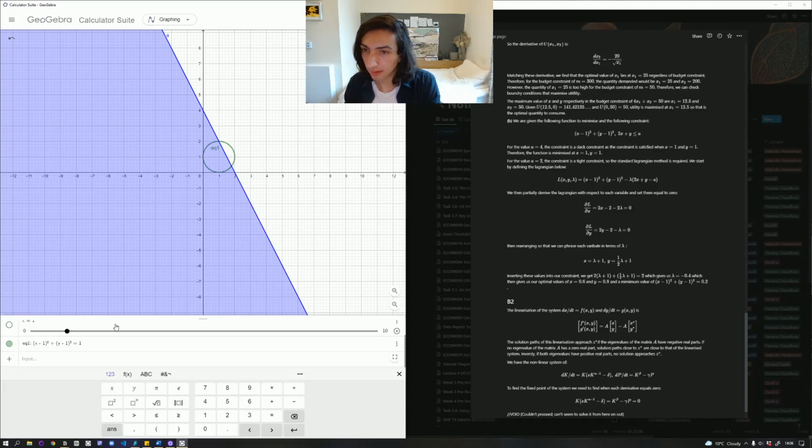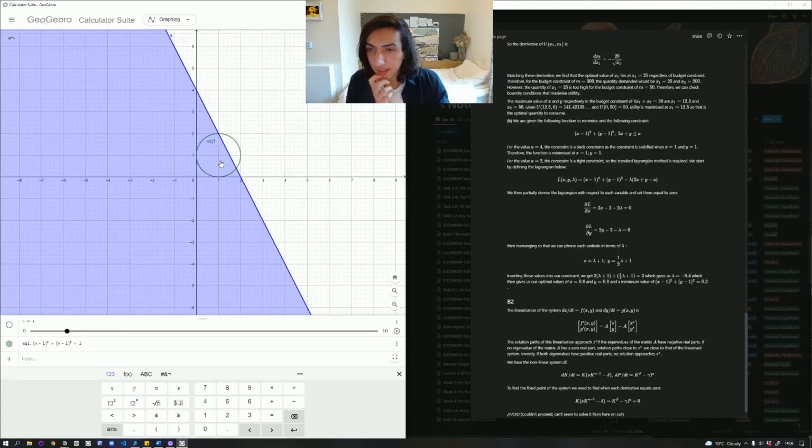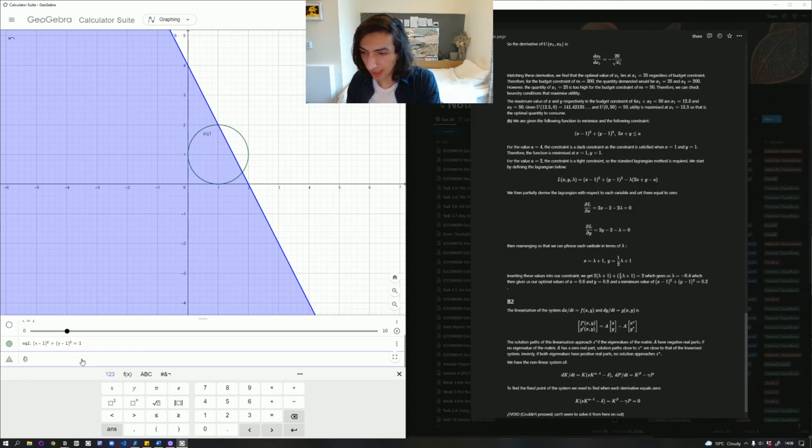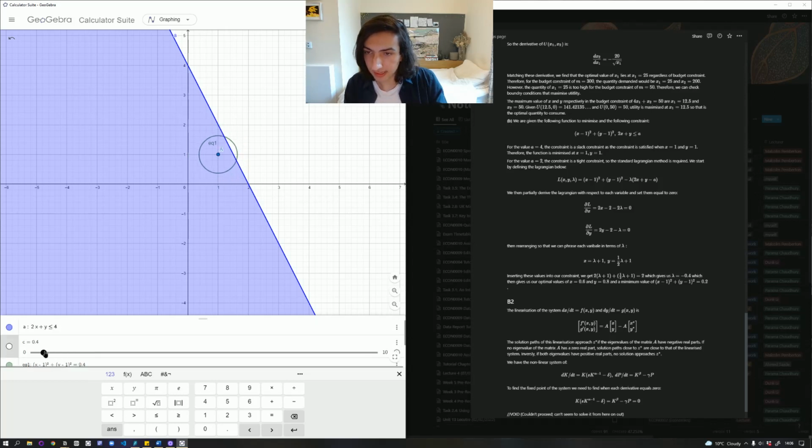So at 1, 1, this is where our function is centered. If I move the radius down to this, if the radius of this circle is 0, so if the value of this function is 0, it lies at 1, 1. And then as I expand it, the value of the function increases. This is the amount of points that are valid, essentially.